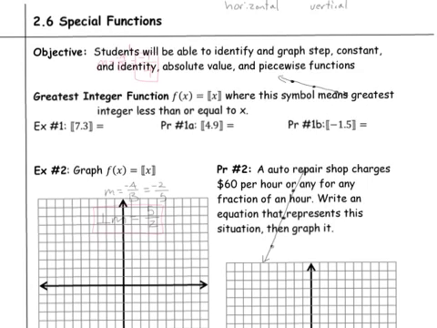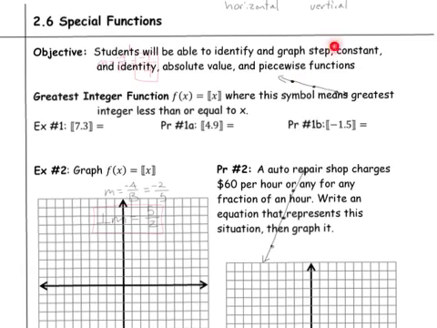Alright, 2.6, we're going to talk about special functions. So today we're going to be able to identify and graph step, constant, identity, absolute value, and piecewise functions. Step functions are new, absolute values are going to be somewhat new, and piecewise functions are new. But constant and identity functions are things that we've done before.